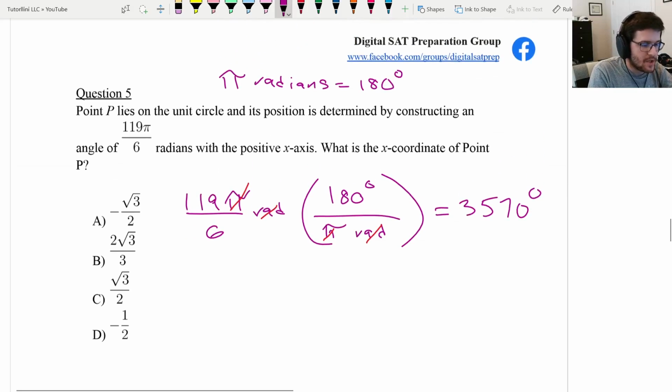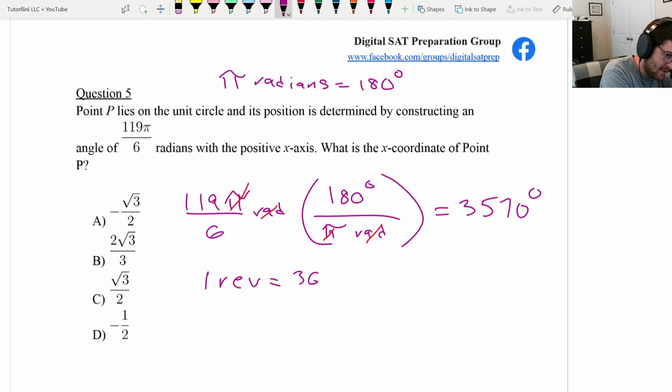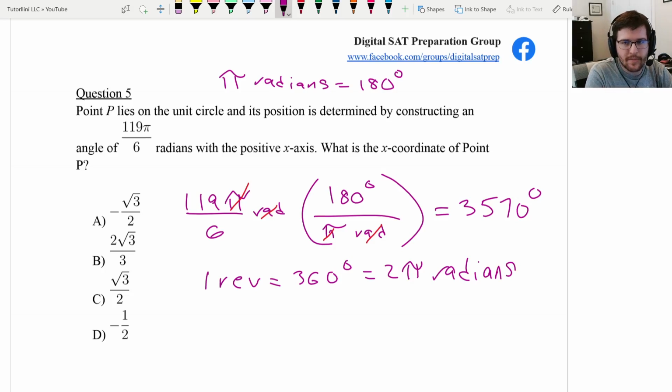To be on the unit circle, we want to be between 0 and 360. Recall that 1 revolution is equal to 360 degrees, which is equal to 2 pi radians. So we are obviously not between 0 and 360. What we're going to do is add or subtract 360 until we get a number between 0 and 360 to find the smaller coterminal angle.